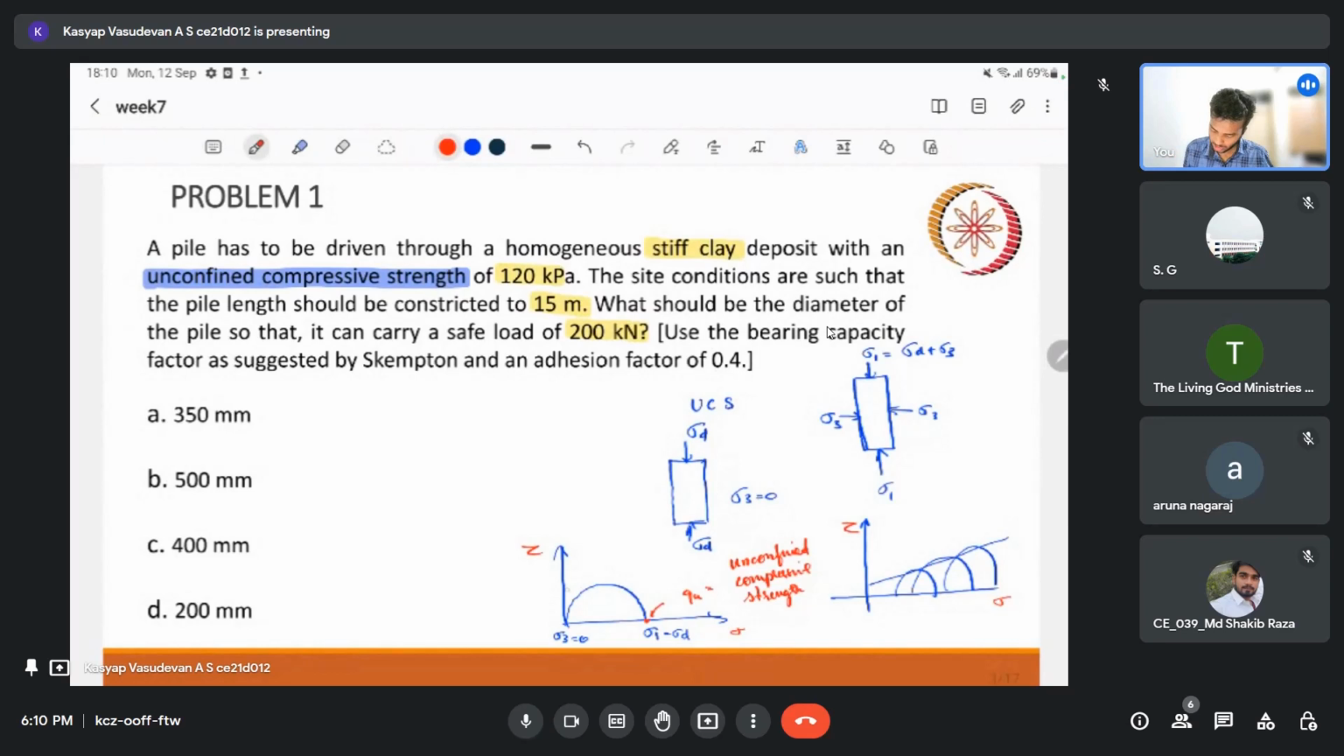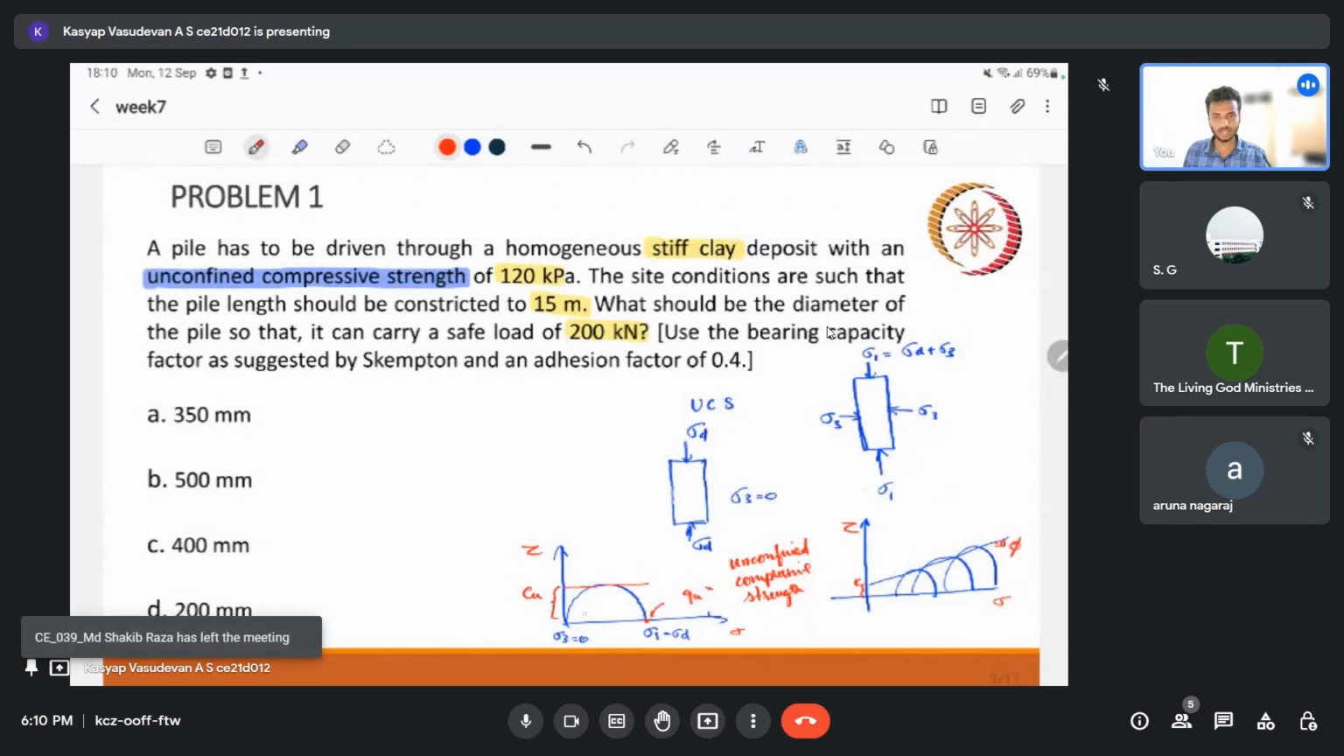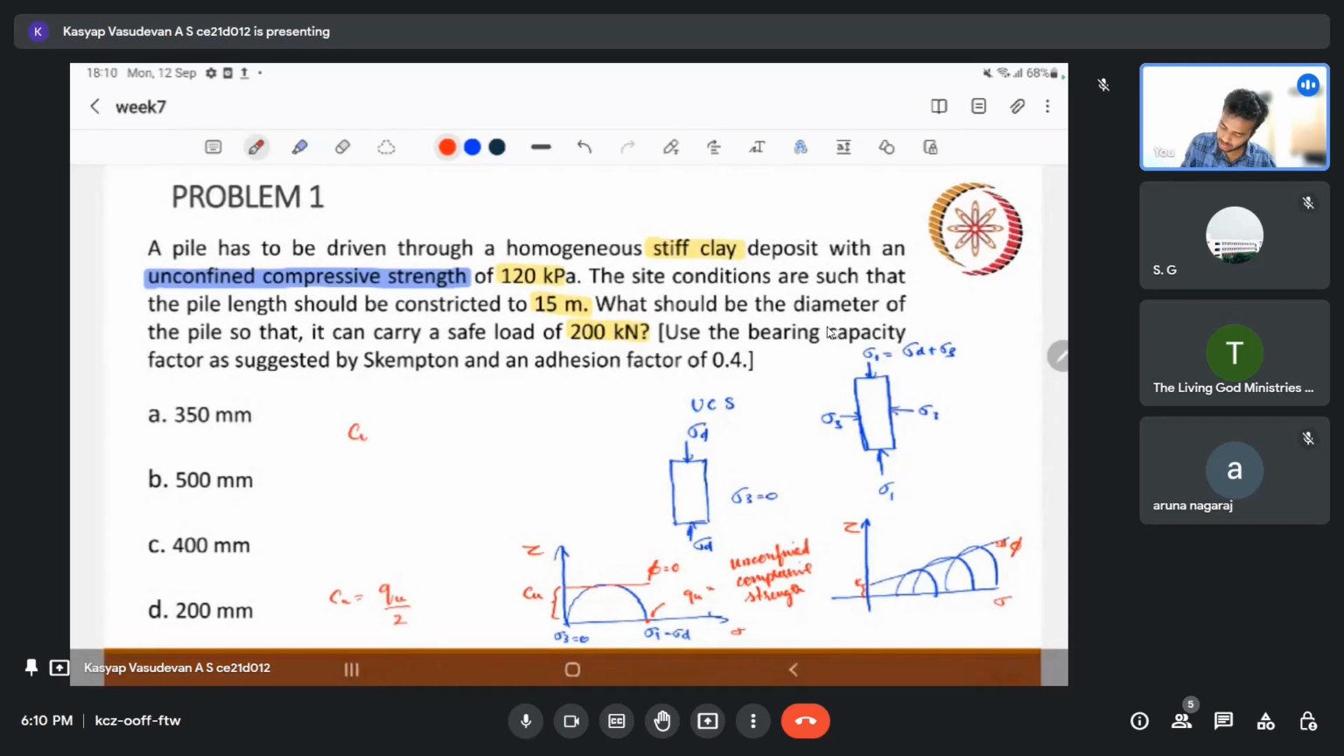What we need for our analysis is our cohesion, that is Cu. This intercept is the cohesion, and the slope indicates our angle phi. Since we are dealing with clay, phi is equal to 0, and we can take cohesion. Geometrically, this is nothing but half of qu. The radius of the circle is Cu, which equals qu by 2. So they are indirectly giving us the cohesion value as 120 by 2, that is 60 kPa. This is just to clarify what they are trying to say.